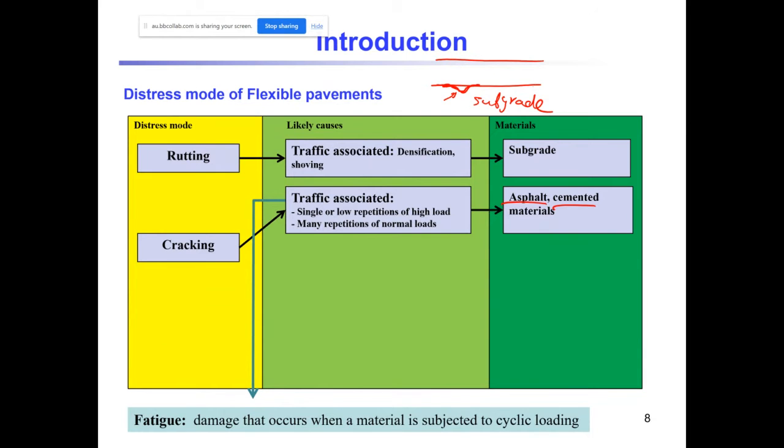So the first mode of failure was related to the subgrade, and it was permanent deformation. The second one is cracking, and that is related to asphalt or cemented materials. We call this type of cracking fatigue. This is the damage occurring when a material is subjected to cyclic loading.